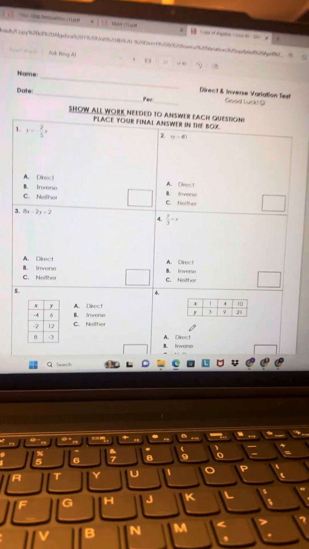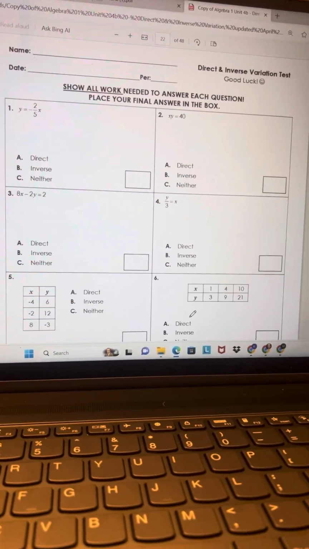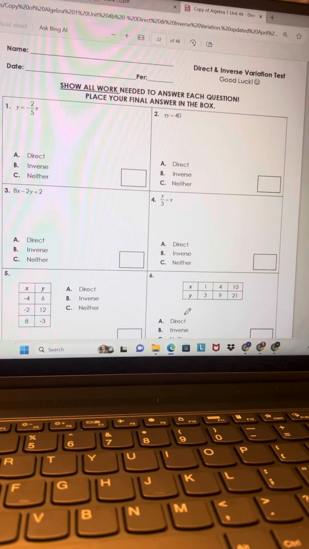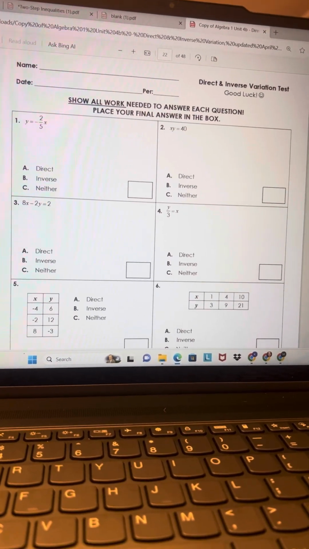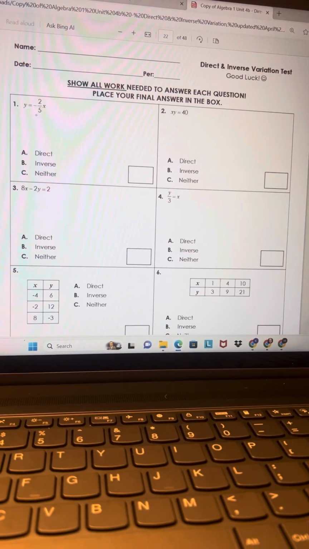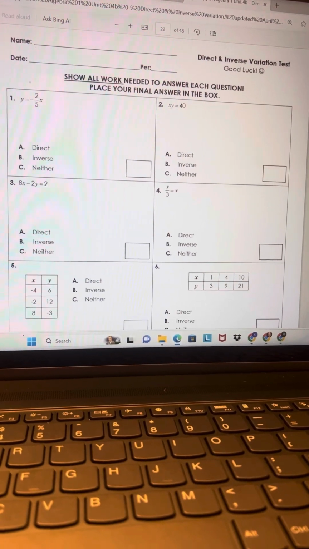Okay, so I was trying to figure out how to record on my screen, but it was taking too long, so I was just going to quickly look at some problems.